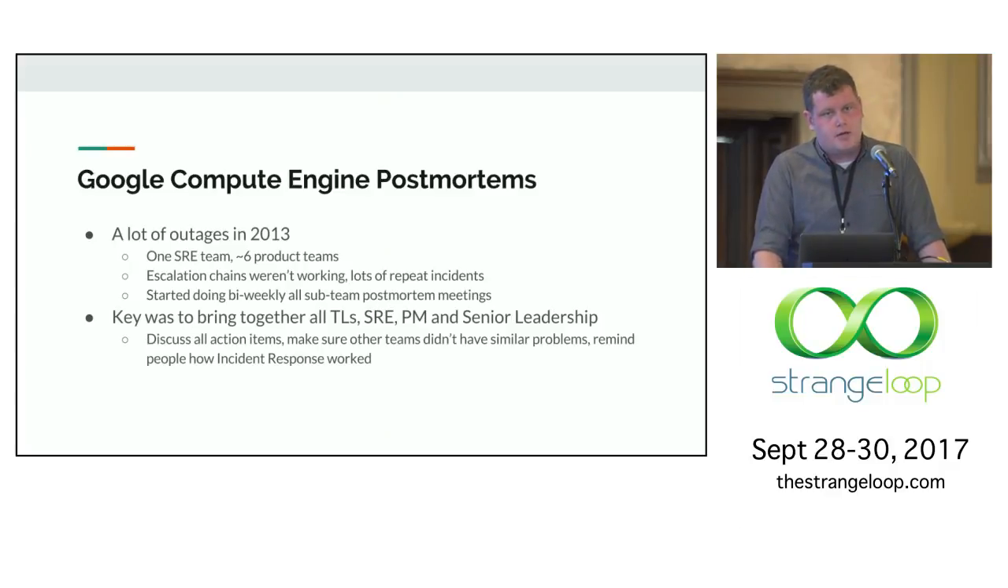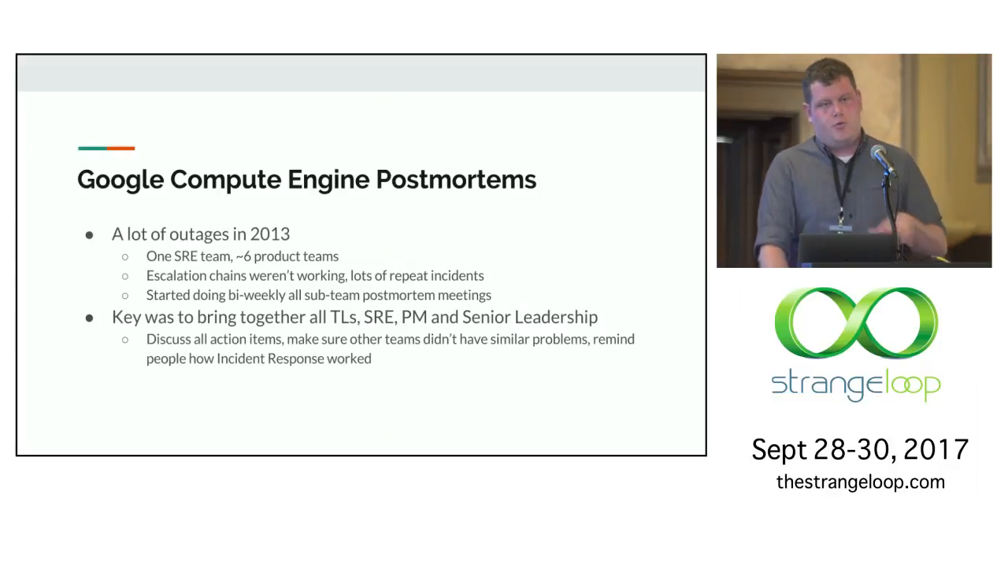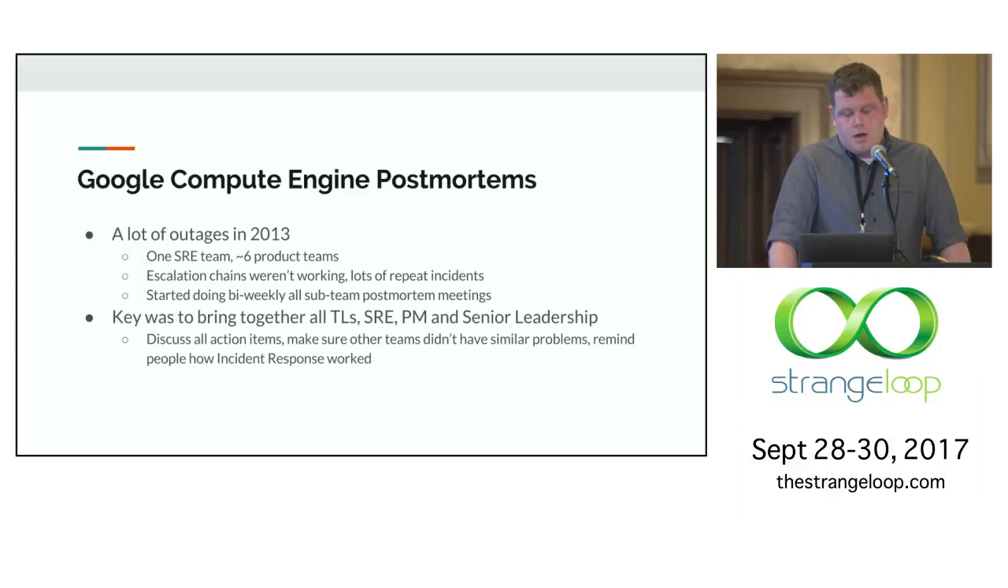An example comes from when I was working on Google Compute Engine. There were a lot of outages in 2013. 2013 was the year Google was changing Google Compute Engine from being a sort of beta service, which had been launched to the external world in June of 2012, to December of 2013 when it opened up to the full public. And so there were just a lot of outages.